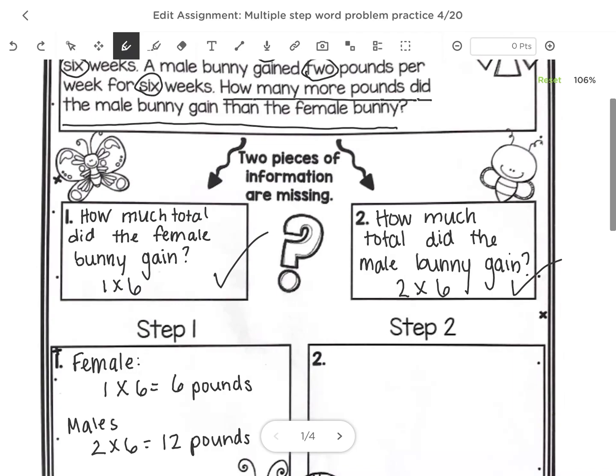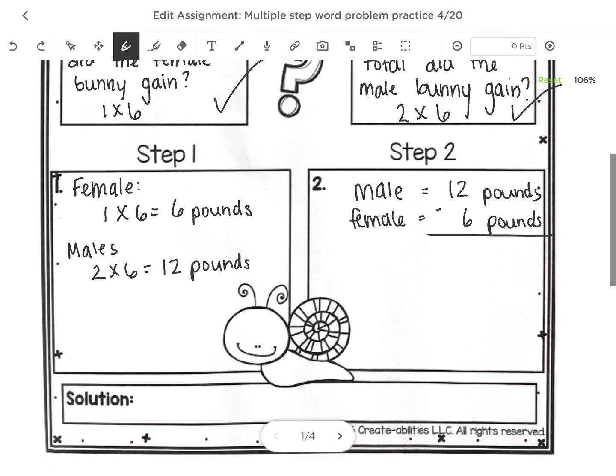That's where we need to go back to our question and find out what they are asking for, because they're not asking us how much did they gain. They're asking us how many more pounds did the male bunny gain than the female bunny. So to do that, we have to use subtraction. So male equals 12 pounds and female is 6 pounds. So we're going to subtract, and that gives us a total of 6 pounds.